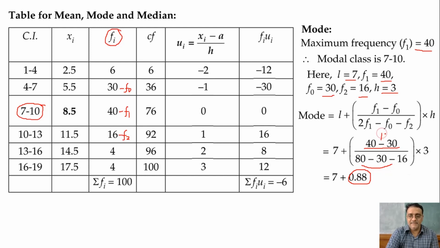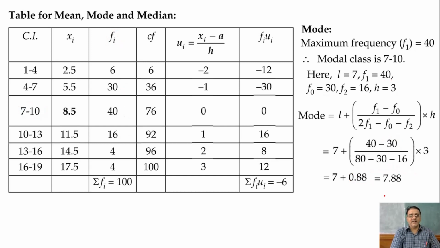यहाँ पे 10 मिलेगा और यहाँ पे मिलेगा 34. Okay? 5, 17. So 15 upon 17 is approximately 0.88. So final answer, 7.88. So this is the required mode of the given data.